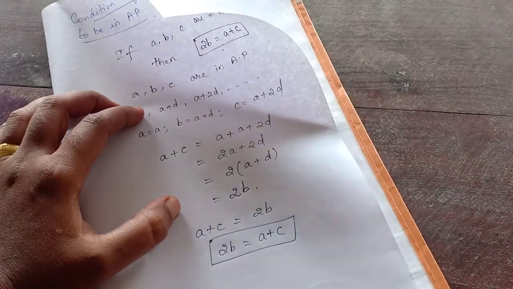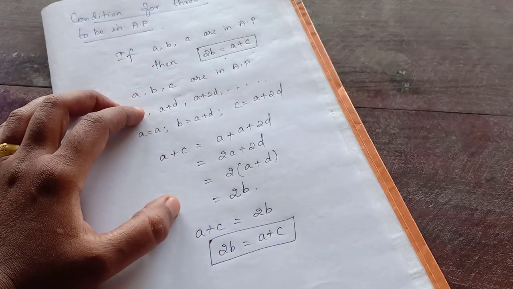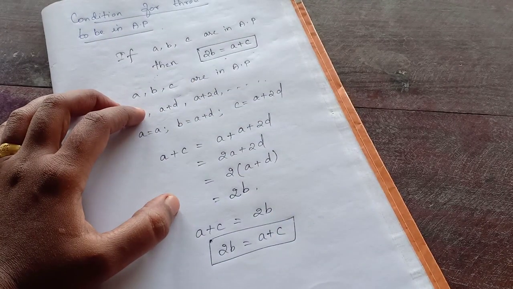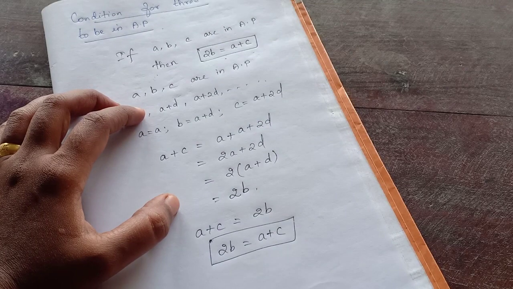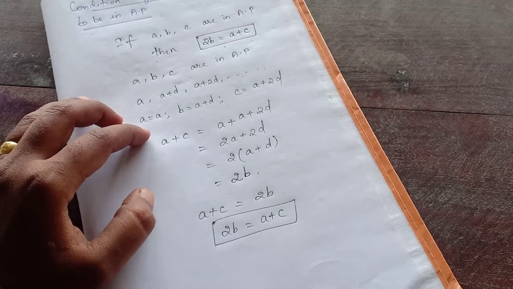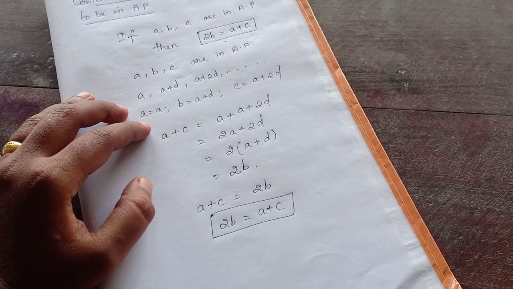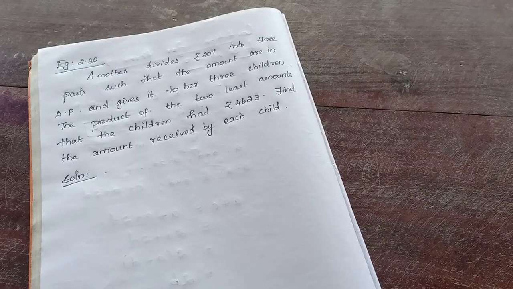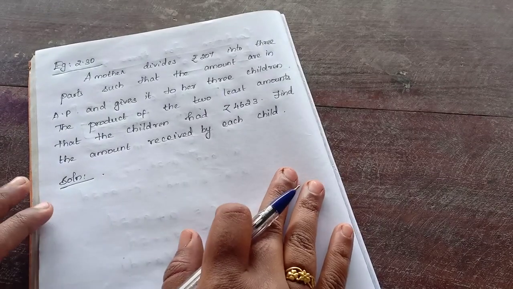It is on page number 61. You can clear it with your textbook. On page number 61, you can see this condition for 3 numbers to be in AP. Now example 2.30. Take your textbook, turn to page number 61 and write in your second chapter note. Listen, dear students, example 2.30.